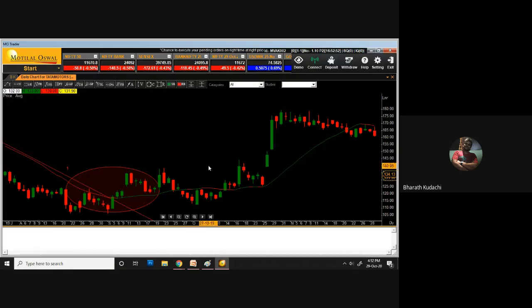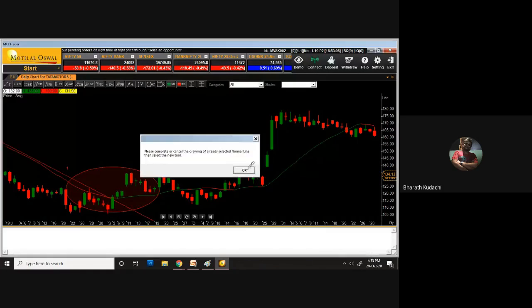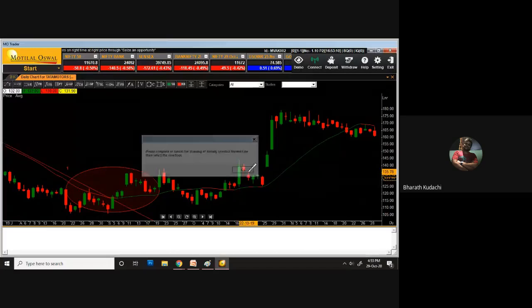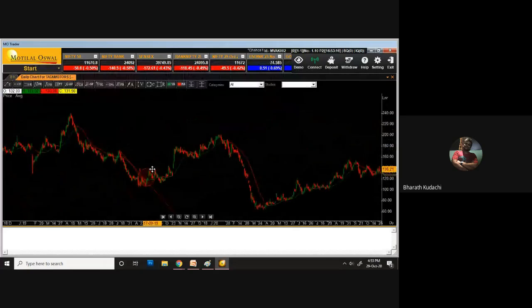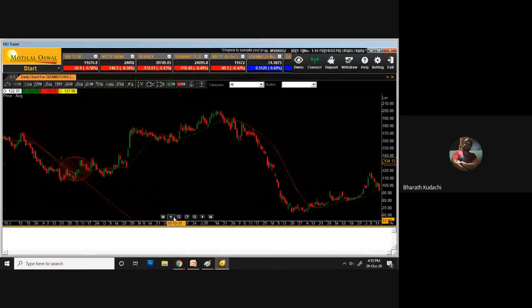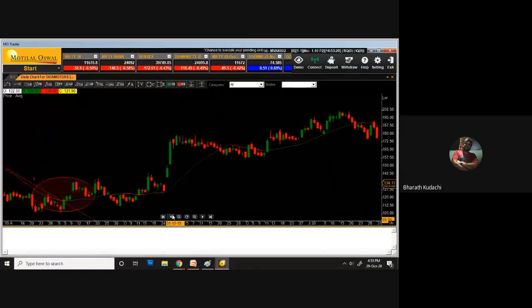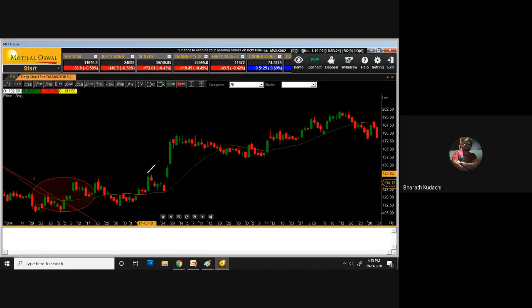Now, one more scenario I will show you. See, here at this point, this is my moving average. These are my candlestick diagrams. I will draw a trend line again. So I will draw a trend line. Here you can observe there is a downtrend.